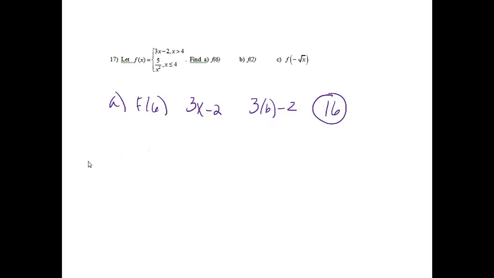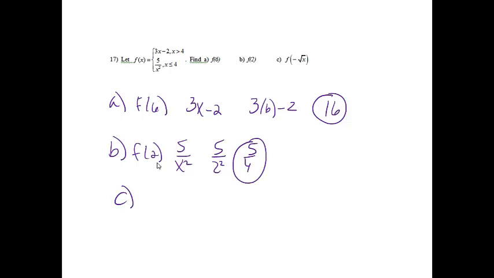Okay, number 17, let f of x equal 2 different functions depending on what my x is. First of all, let's find f of 6, and since x is equal to 6, that's a number that's bigger than 4, so we're going to use the first equation. So I'll just plug 6 into that first equation, and when I do that, I get 16. All right, and then the next one for part B, f of 2, since 2 is less than 4, we'll use the second equation. So if I put that in there, I will get 5/4 as an answer.